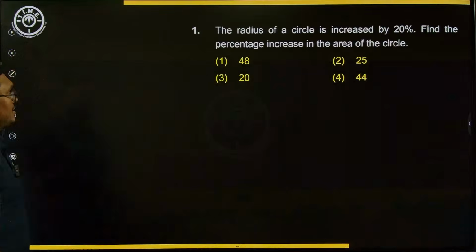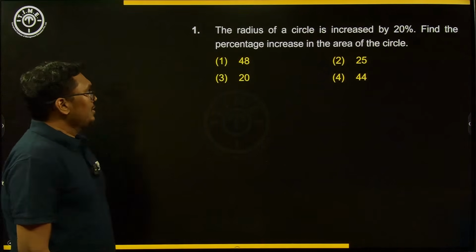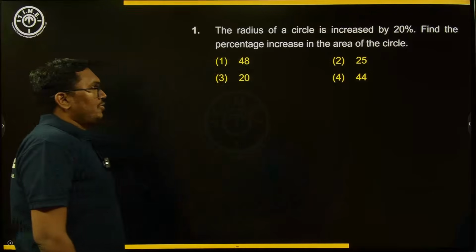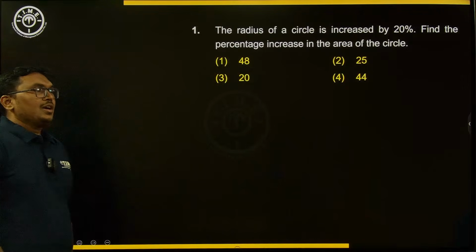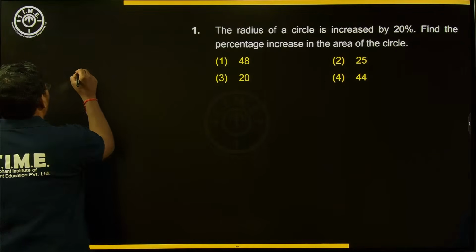So let us see the first question. The radius of a circle is increased by 20%. Find the percentage increase in the area of the circle. So we have to find the percentage increase in the area of the circle. So what is the area of the circle formula?